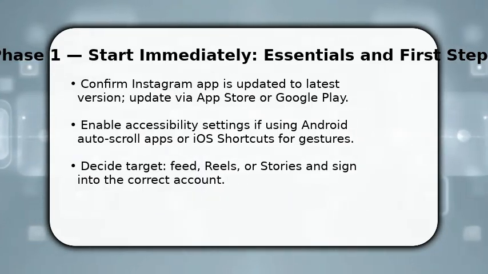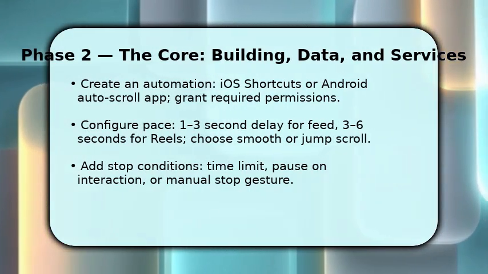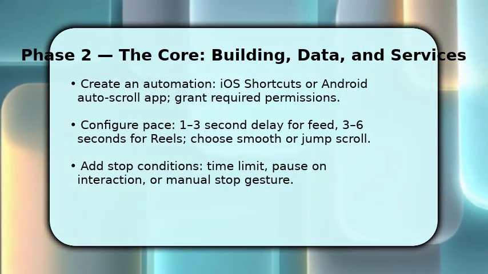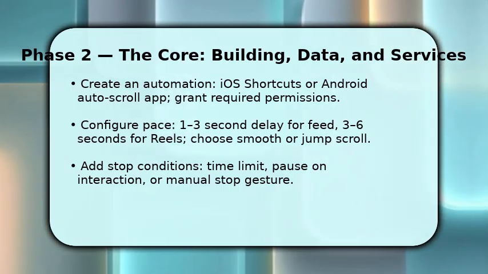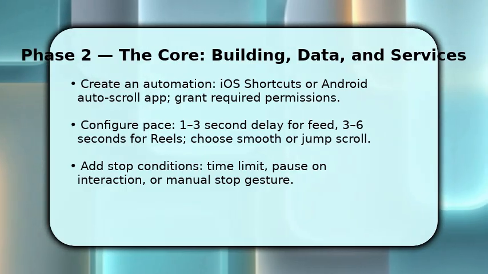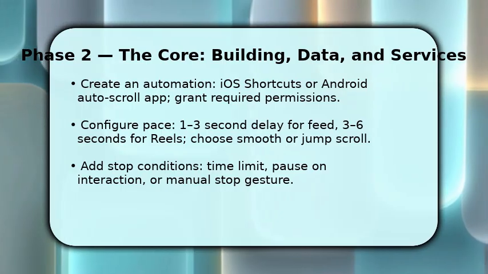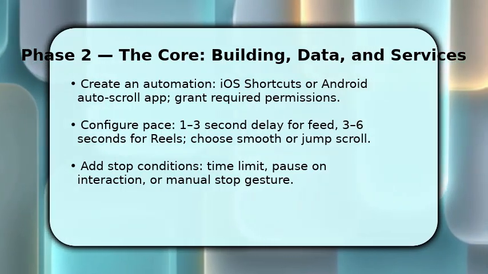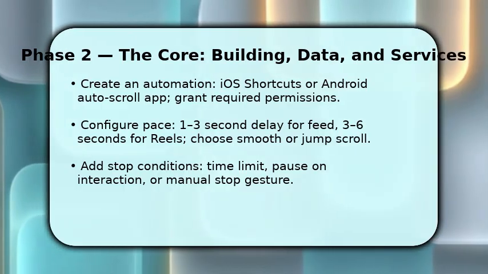Now you build the automation itself. On iOS, create a shortcut that performs a swipe gesture repeatedly with a delay. On Android, set an auto-scroll profile and grant accessibility. Configure pace, short delays for quick browsing, longer for videos, because timing affects whether content has played fully. Make the gesture smooth if you want natural motion, or choose discrete jumps for precise reading.